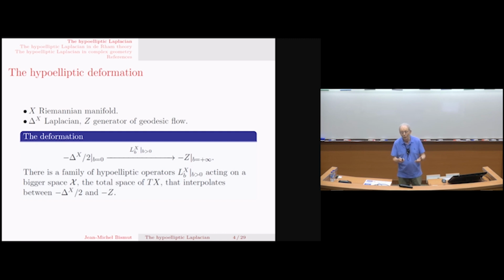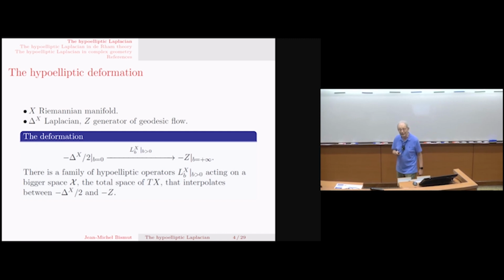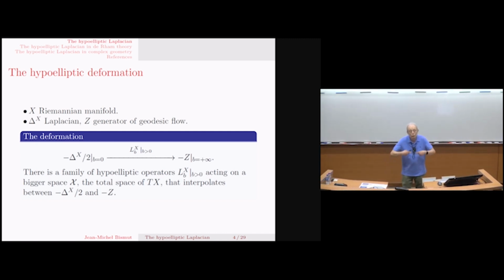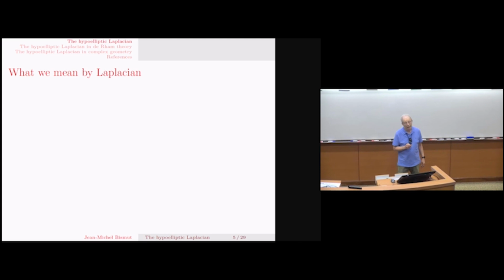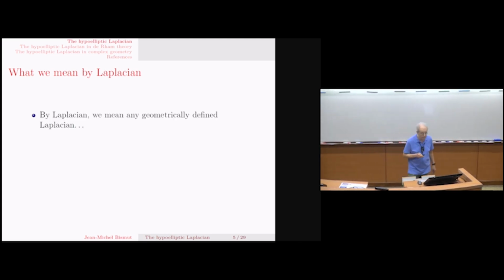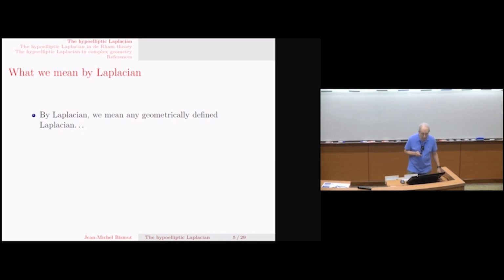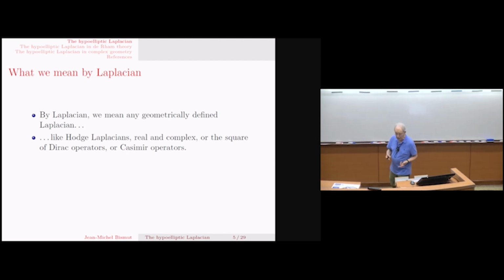Right. And so we will try to make sense of what the interpolation means and also how to construct it naturally, by giving geometric arguments which will make this interpolation natural. So first of all, what we mean by Laplacian. Actually, by Laplacian, we do not mean only the Laplace-Beltrami operator. This will just be a tiny case. By Laplacian, we mean any geometrically defined Laplacian, like the Hodge Laplacians in real and complex geometry, or the square of the Dirac operator, or the Casimir operators.